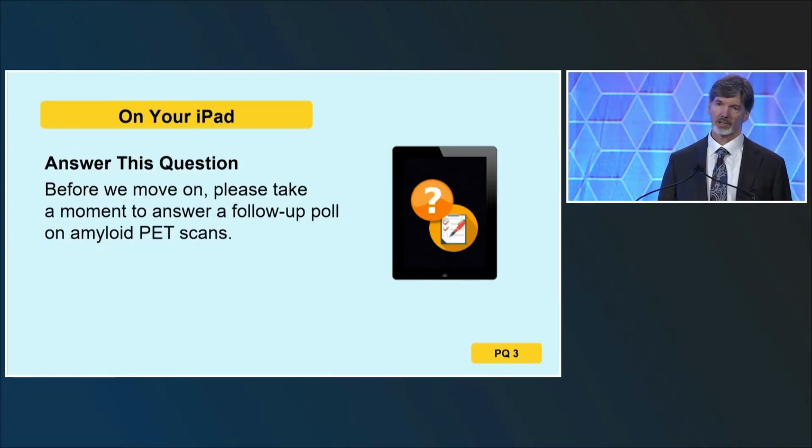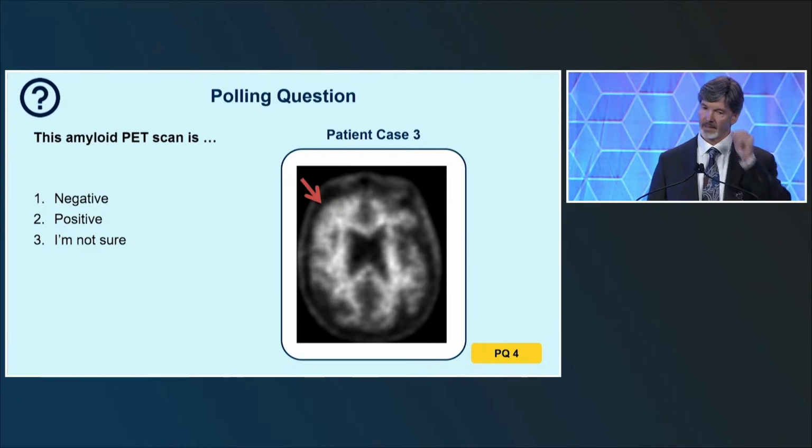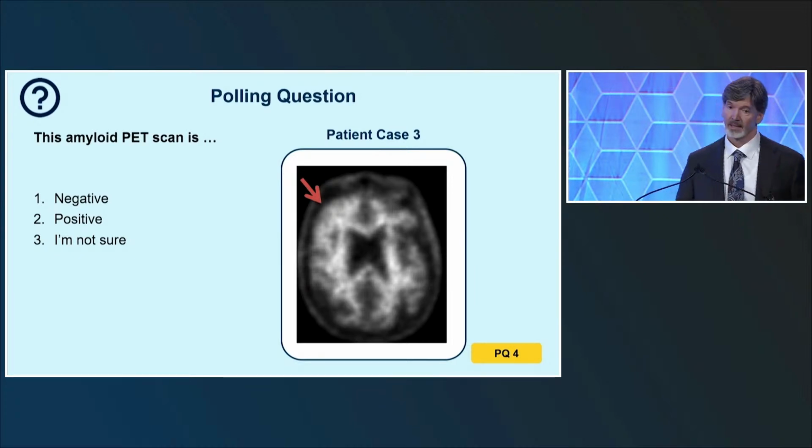Now there's going to be a question on your iPad, a polling question which you need to take a look at, answer that. Okay, another amyloid PET here. This amyloid PET scan is negative, positive, or you're not sure. I hope this is getting really easy.